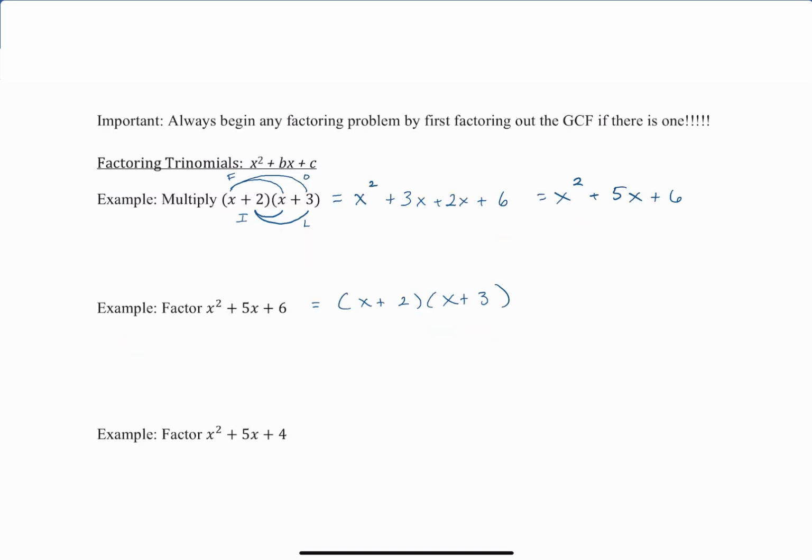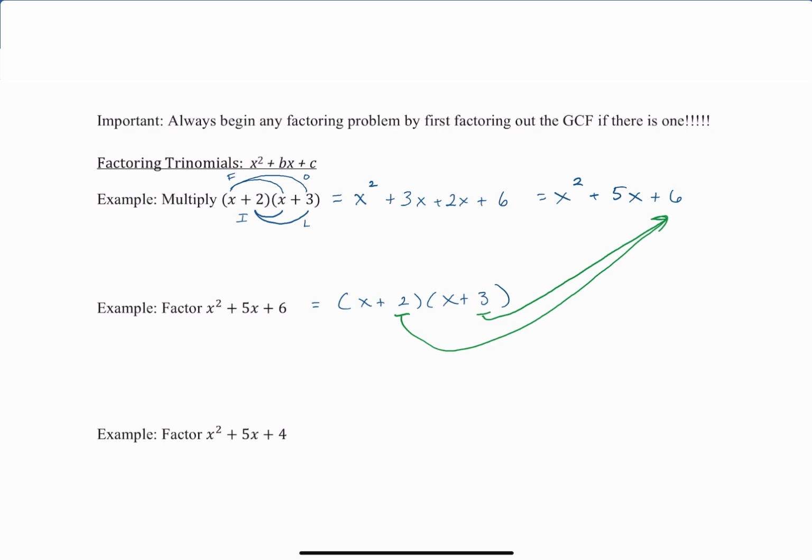Well, notice that the 2 and the 3 have to multiply to give you the 6 at the end. Because when you multiply out x plus 2 times x plus 3, the last thing you'll get is 2 times 3. And if you want that to be a 6, then the 2 and the 3 have to multiply to be 6.